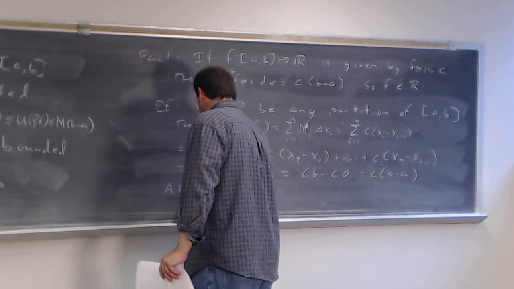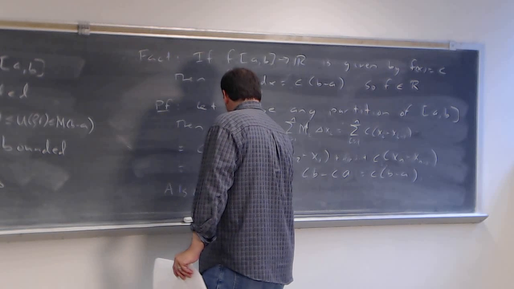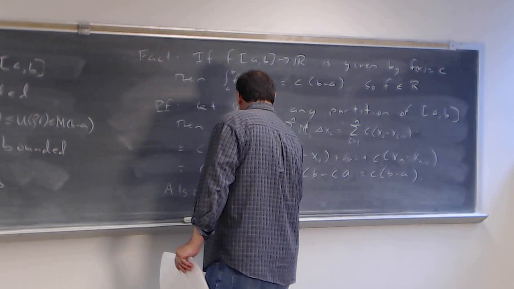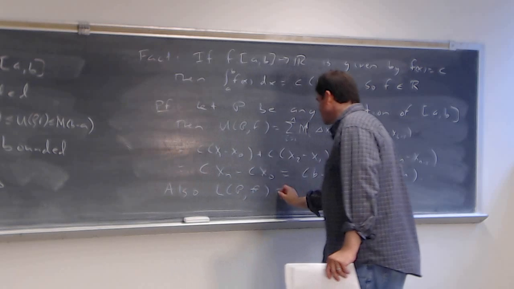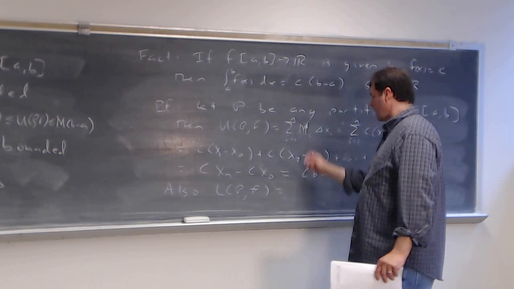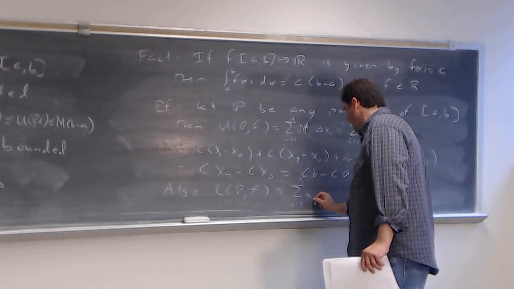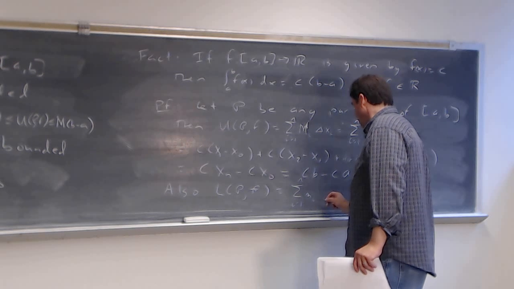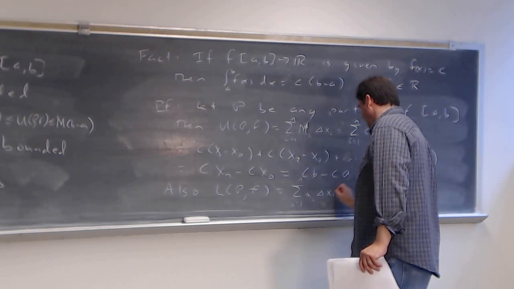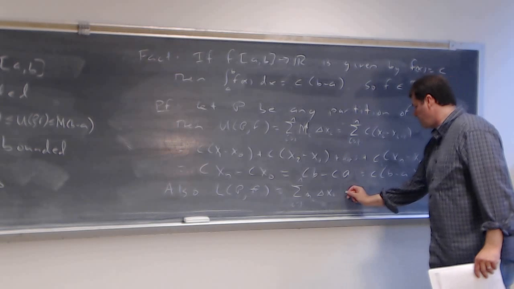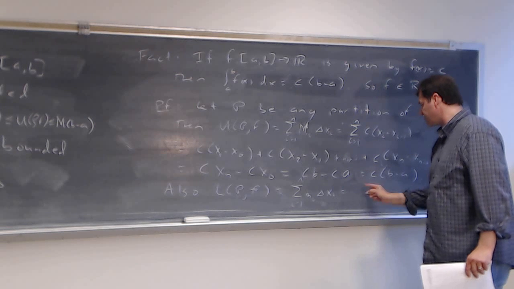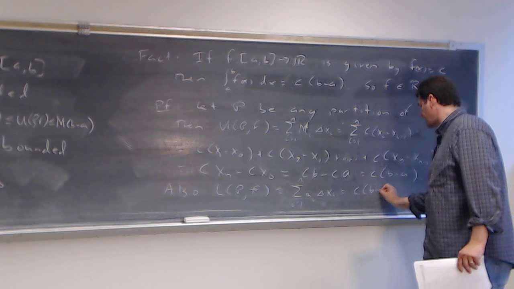Also, for the lower Riemann integral, we're going to get exactly the same thing, in that we're going to have this sum as i runs from 1 to n of the infimum value over the subintervals, delta x i. And what that's going to be equal to is exactly the same thing, c times b minus a.